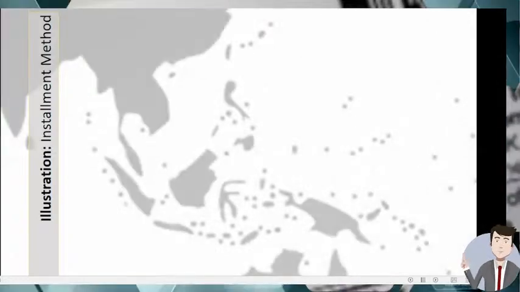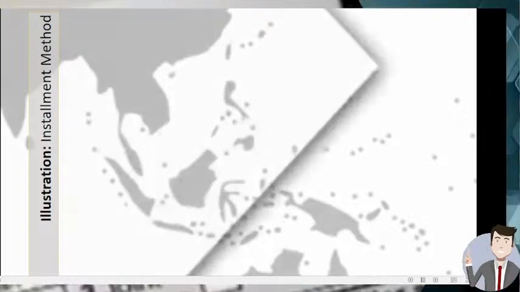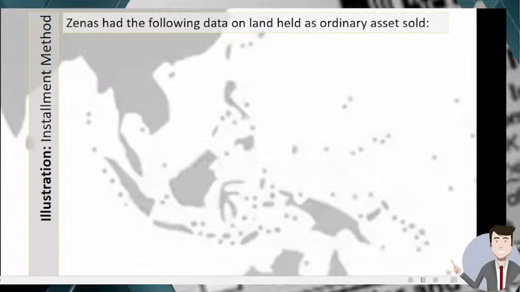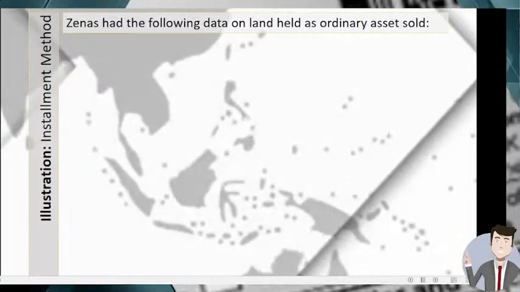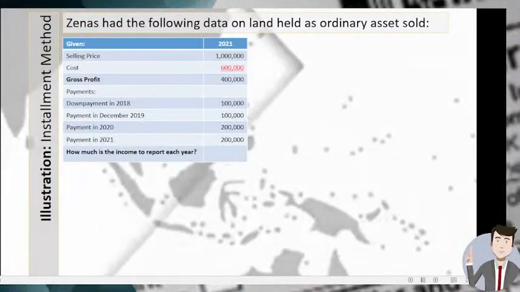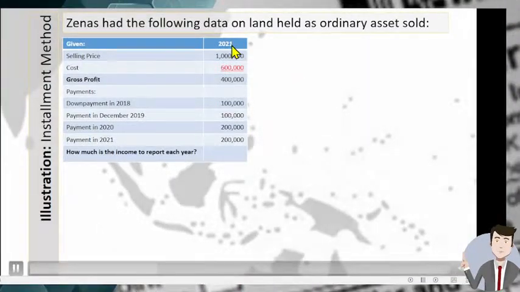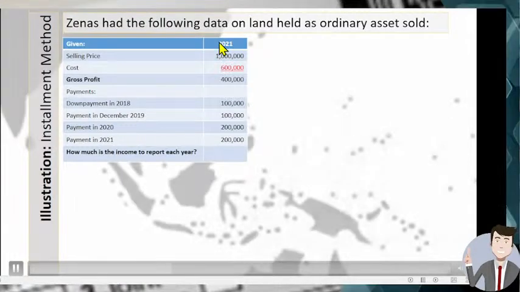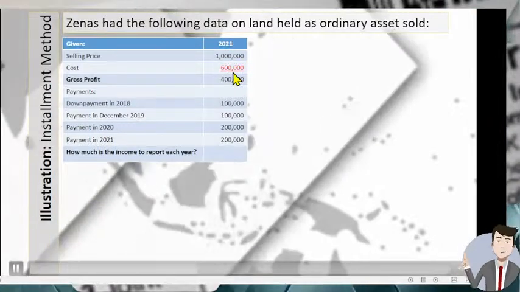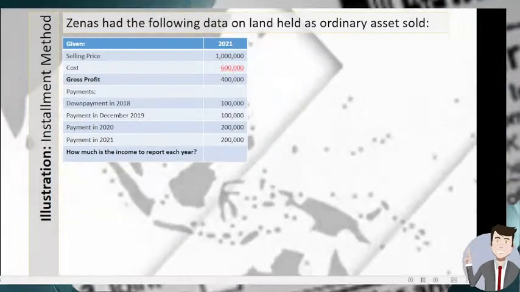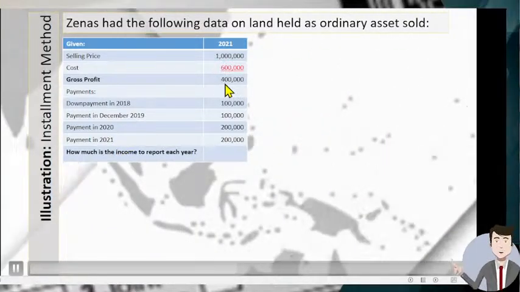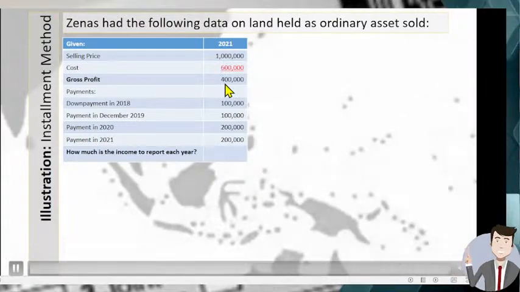So next, let's provide some illustrative problem in order to apply those discussed a while ago. So Zenas had the following data on land held as an ordinary asset. Given information are the selling price for the transaction, which is for the taxable year 2021, would be 1 million. The cost of the asset sold is 600,000. So obviously the gross profit would be 400,000. You don't need a calculator for that.